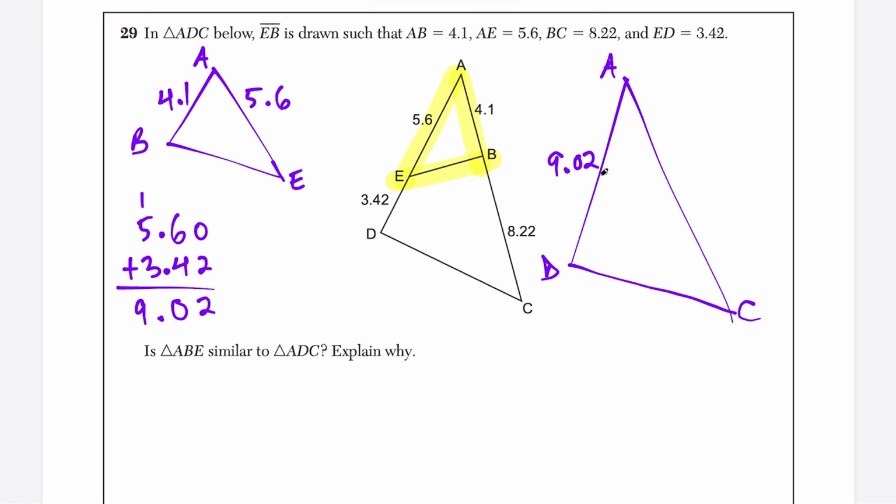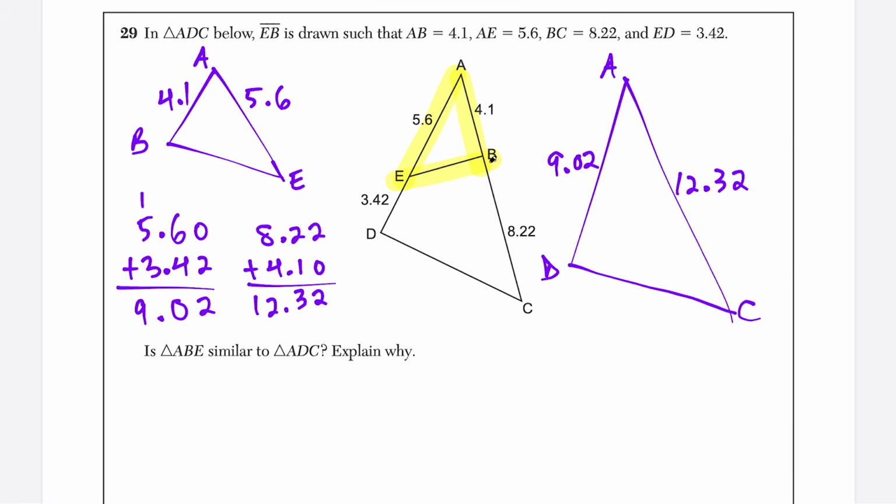So next we could find the length of side AC, so we could just add these two values together. So we're going to do 8.22, and we're adding 4.1. So from here, I'm just going to do the addition, and we have that this side is going to be 12.32.